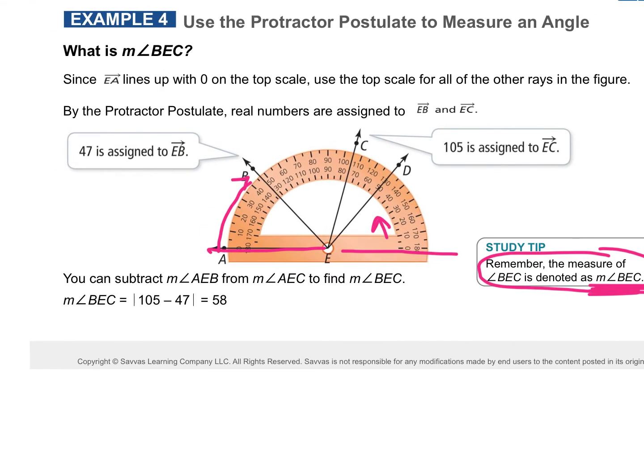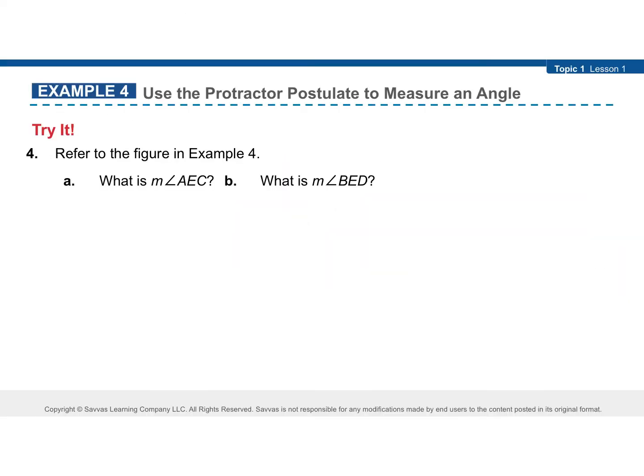Well, AEC would be AEC, and so that looks like it's 105, doesn't it? And then the other question is BED. So BED looks like it ends here at 130, and B is at 40 in here. What is the angle? 47. So 130 minus 47 equals 83.